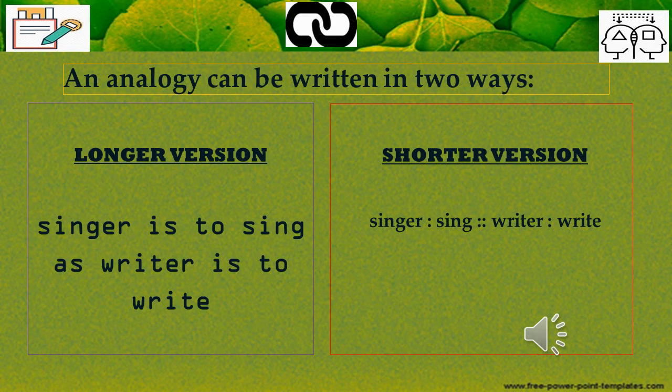Take note that an analogy can be written in two ways. Look at the following examples. Analogy can be written in a longer version, just like singer is to sing as writer is to write, or in a shorter version, using colons and double colon. We still read this as singer is to sing as writer is to write.